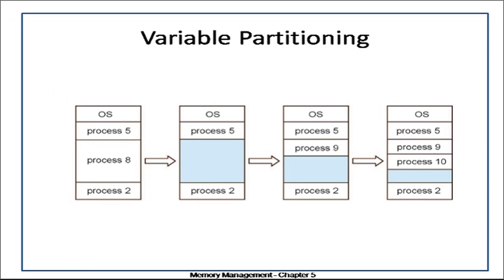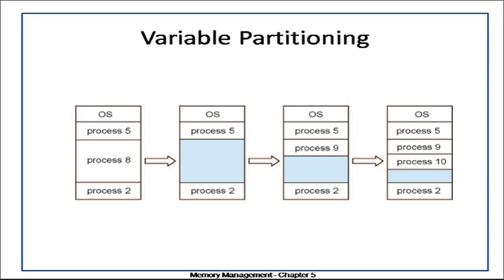This is the example which shows how the processes are allocated into the memory. Initially, there are three processes, process 5, process 8 and process 2, stored in the memory. Now process 8 has completed its execution, so it will be transferred to the backing storage. Now there are only two processes, process 5 and process 2, present in the memory. Now the new process, process 9, is stored into the free hole.